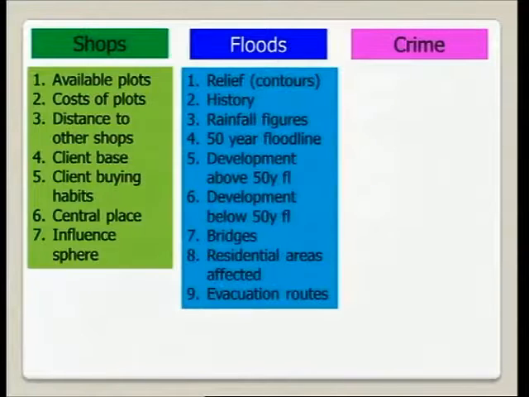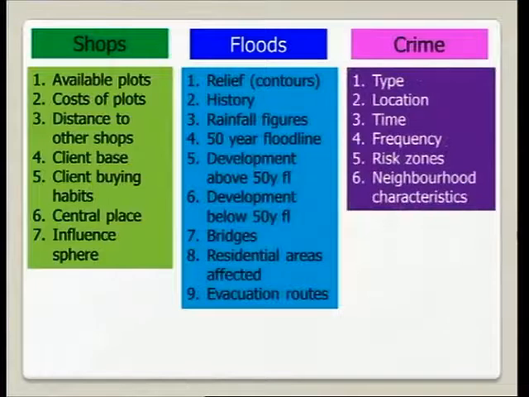Flooding, the relief, it's obvious that we need to know about the contours and the height above the river line, the history of flooding in that area, the rainfall figures, where the 50-year flood line is, the development that took place above and below the 50-year flood line, where the location of bridges is, because remember, bridges in the case of floods become artificial dam walls, because they can actually catch some of the debris, and then this debris catches other debris, and then an artificial dam wall can be built, which then leads to the flooding of the area, and then also residential areas that can be affected, and then most important of all is evacuation routes.